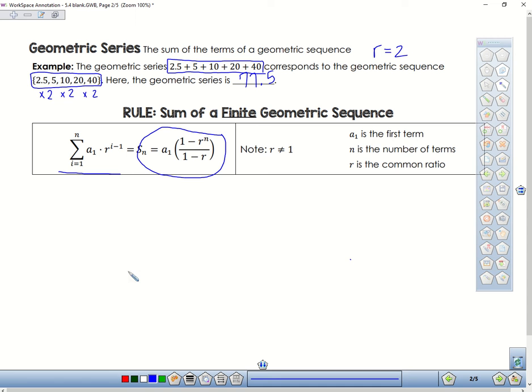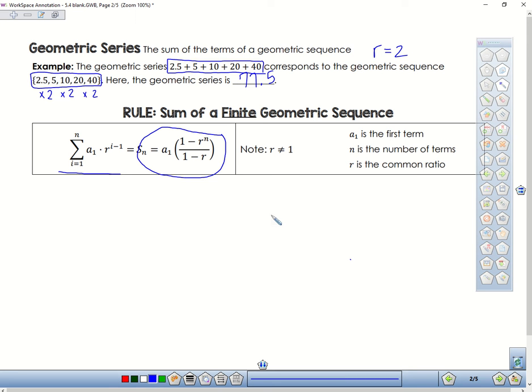So just to go through the vocabulary here, a1 is the first term, n is the number of terms, and r is the common ratio. Nothing's changed since the last lesson. And r is never going to be 1. And it's also never going to be 0. Okay, but r is not going to be 1.